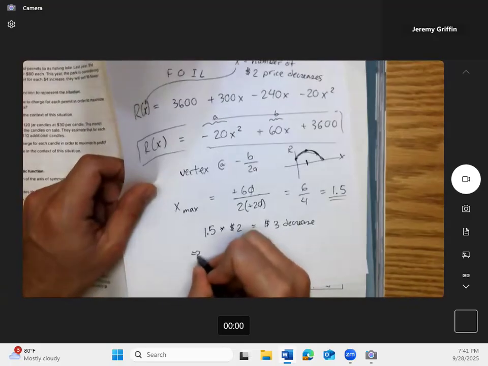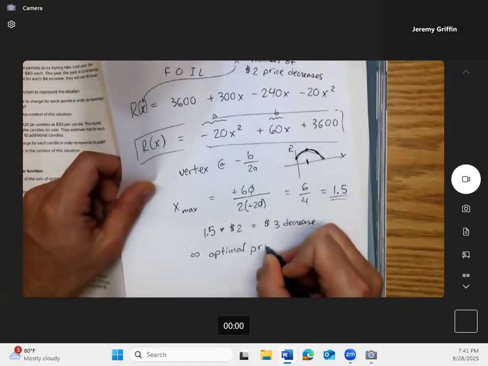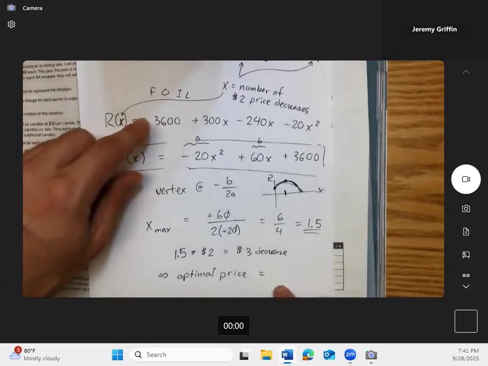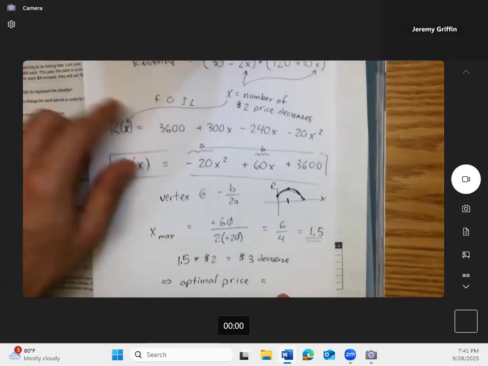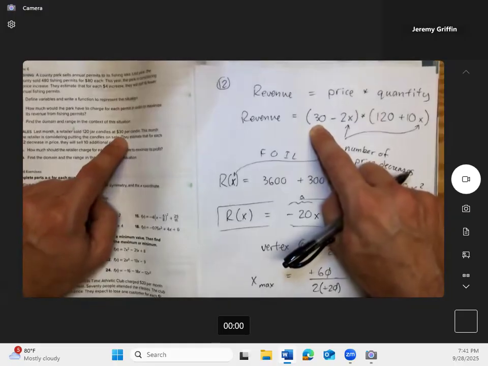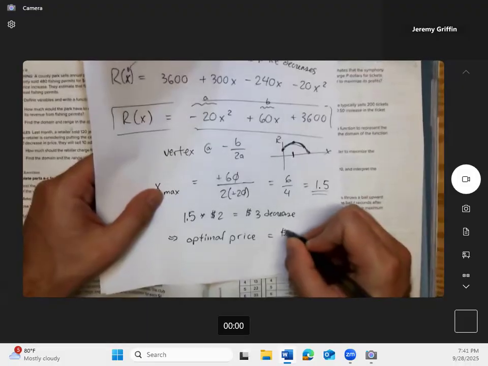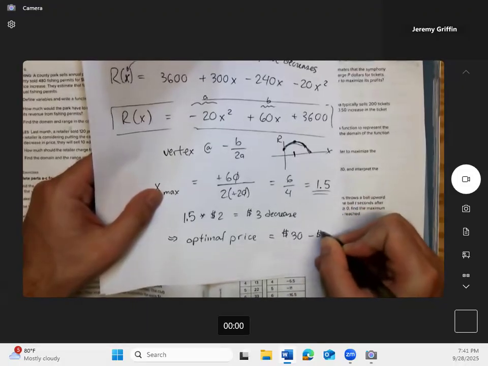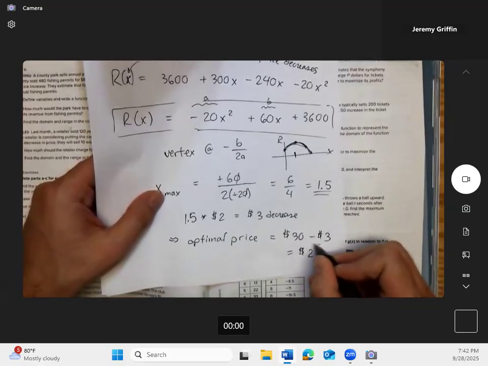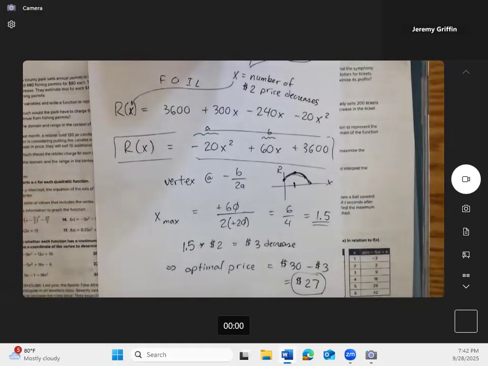Therefore, the optimal price would be, well, the starting price. What was the starting price? Wait, was it 30? Yeah, $30. To maximize the revenue, we need $3 less than that. So it'd be $30 minus $3 equals $27.